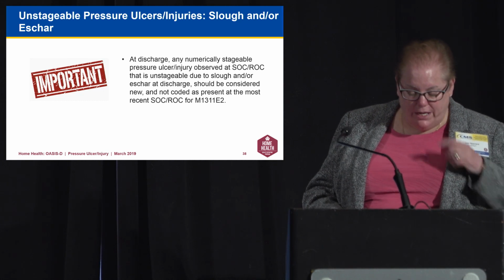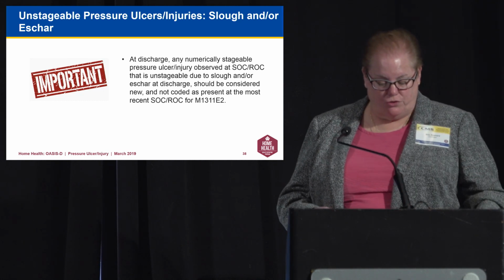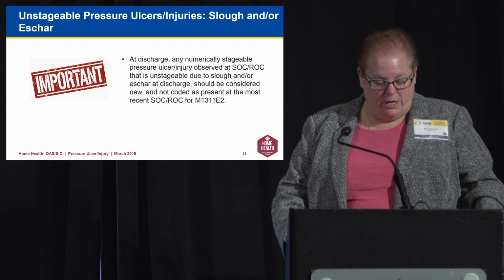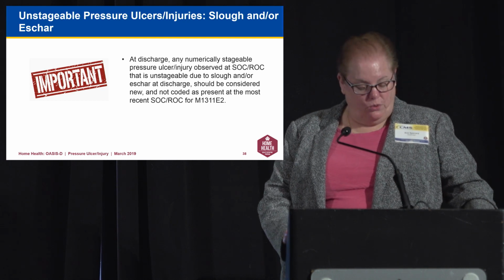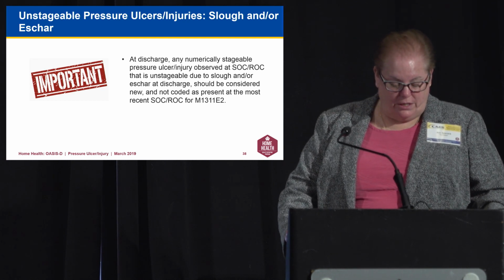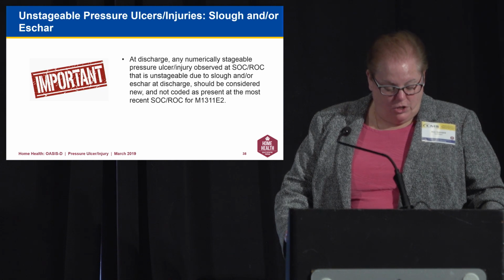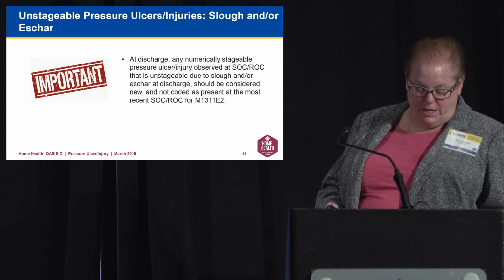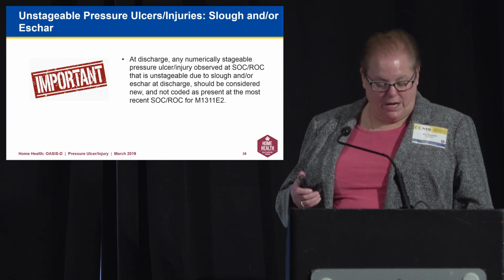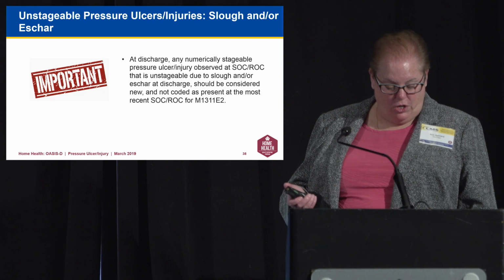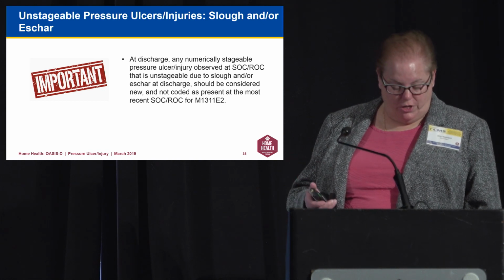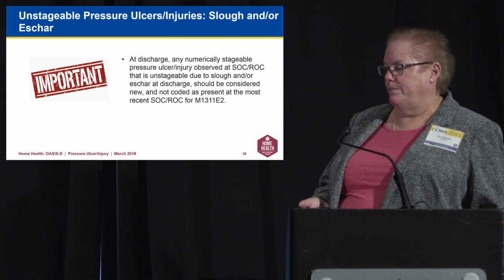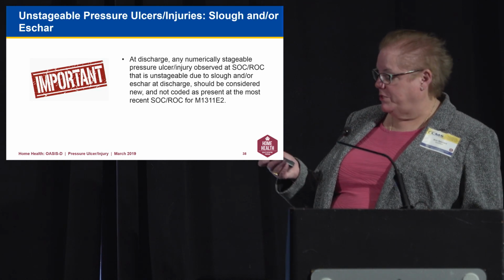So at discharge, any numerically stageable pressure ulcer or injury observed at SOC/ROC that is unstageable due to slough and/or eschar at discharge should be considered new and not coded as present at the most recent SOC/ROC. So for example, if you have a stage 3 ulcer at the SOC/ROC, and then at discharge that same ulcer is now unstageable due to slough and eschar, you would code it at discharge as unstageable due to slough or eschar, not present upon admission. Okay, we're going to go through some of these examples.